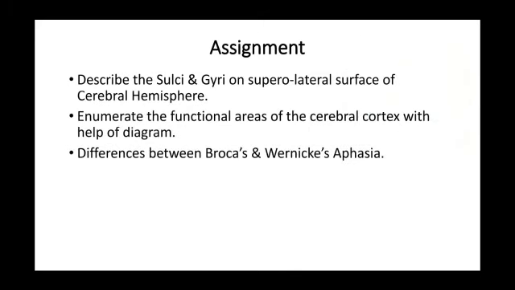The assignment: describe the sulci and gyri on the superolateral surface of the cerebral hemisphere. Enumerate the functional areas of the cerebral cortex with the help of a diagram. Differences between Broca's and Wernicke's aphasia.